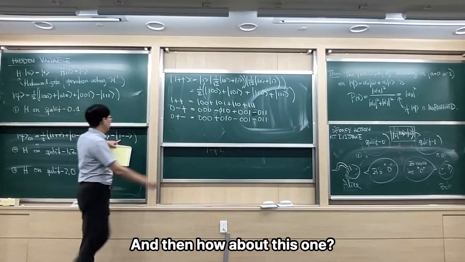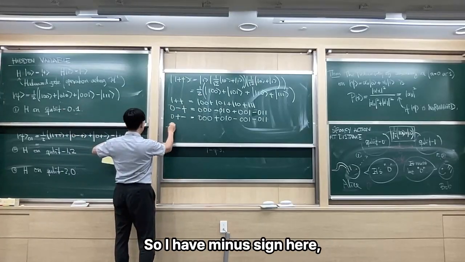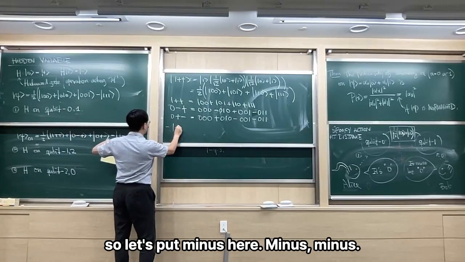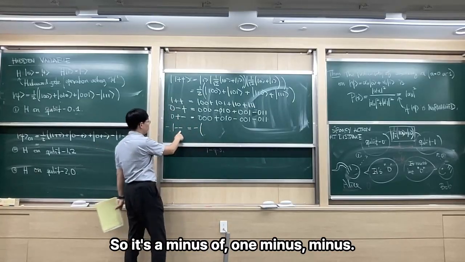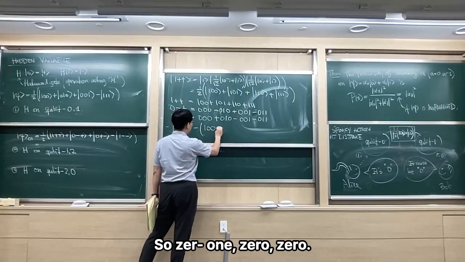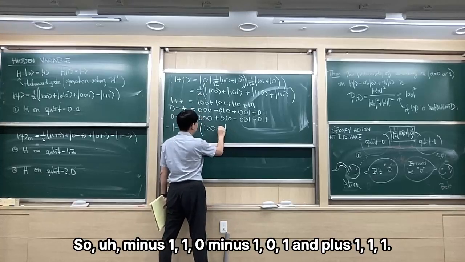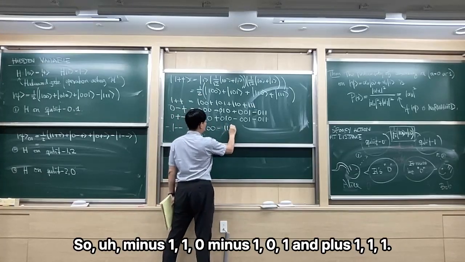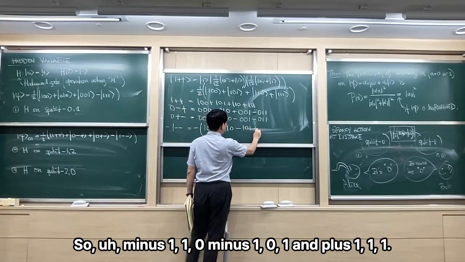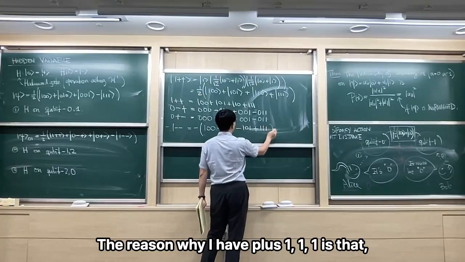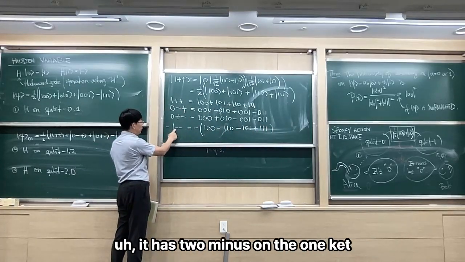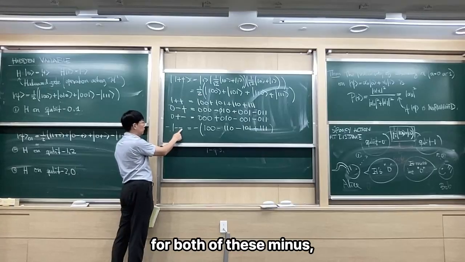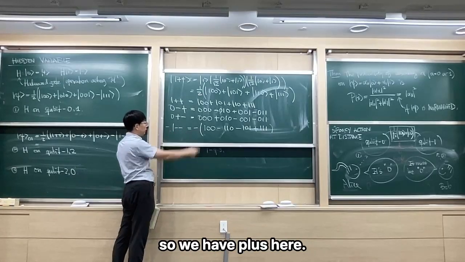And then how about this one? So I have minus sign here, so let's put minus here. Minus, minus. So it's a minus of 1 minus minus. So 0, 1, 0, 0, minus 1, 1, 0, minus 1, 0, 1, and plus 1, 1, 1. The reason why I have plus 1, 1, 1 is that it has 2 minus on the 1 ket for both of these minus, so we have plus here.